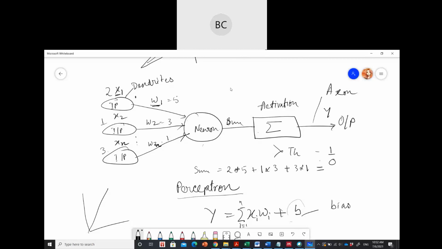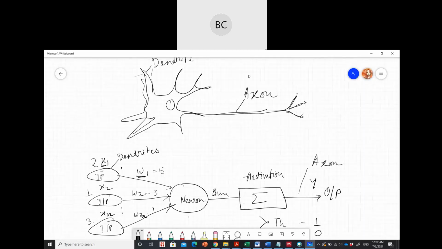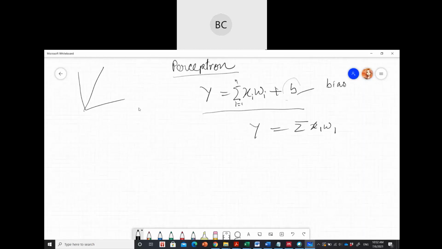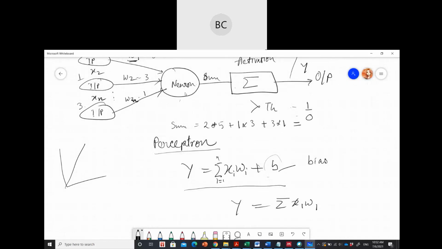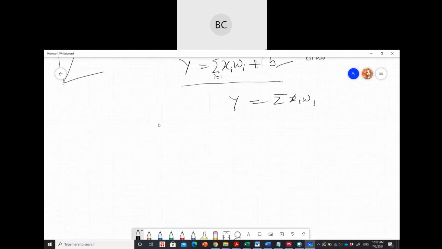Your multi-layer perceptron is basically nothing but a network of lots of perceptrons. It's an interconnected network of various neurons or perceptrons arranged in layers.